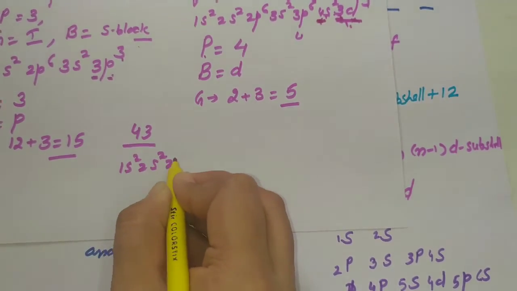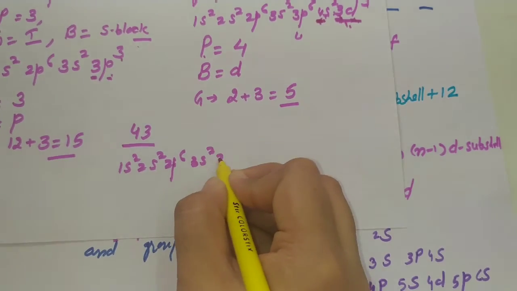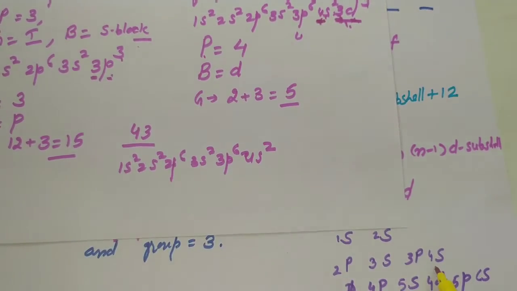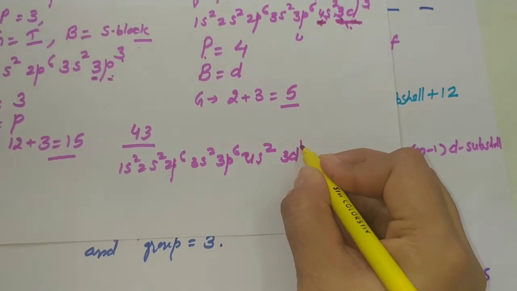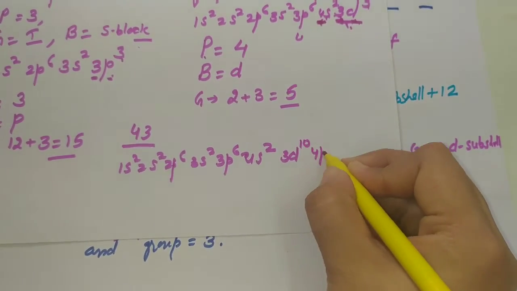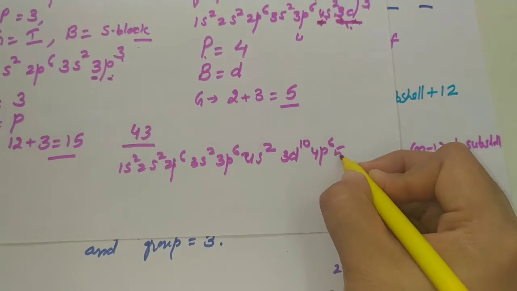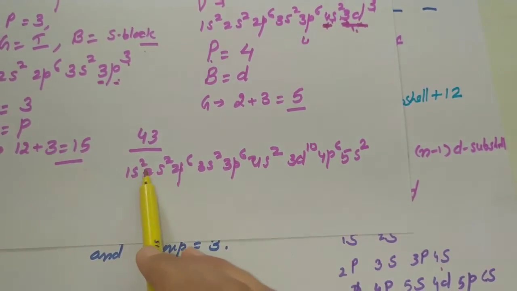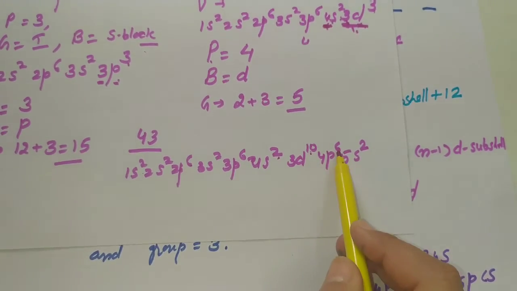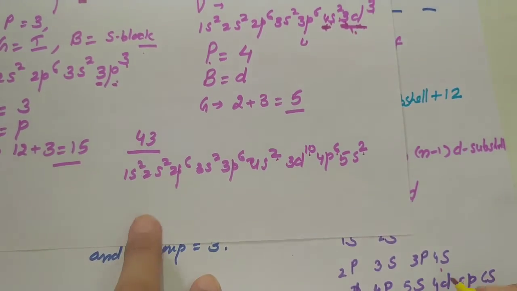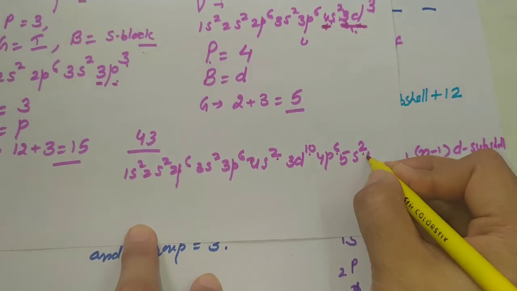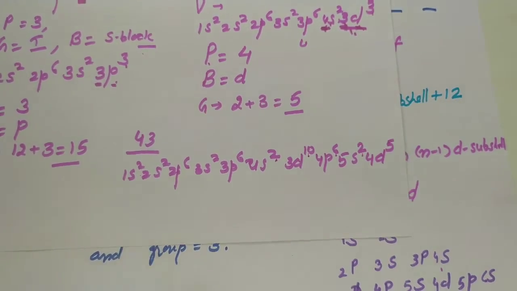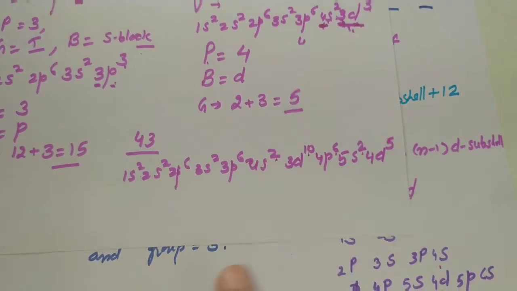1s2, 2s2, 2p6, 3s2, 3p6, 4s2. How many electrons? 20. Then 3d10, that is 30 electrons. 4p6, 36 electrons. 5s2, 38 electrons. 38 electrons I have filled. Then after 38, 5 more electrons, so 4d5 gives 43. This is the electronic configuration for atomic number 43.